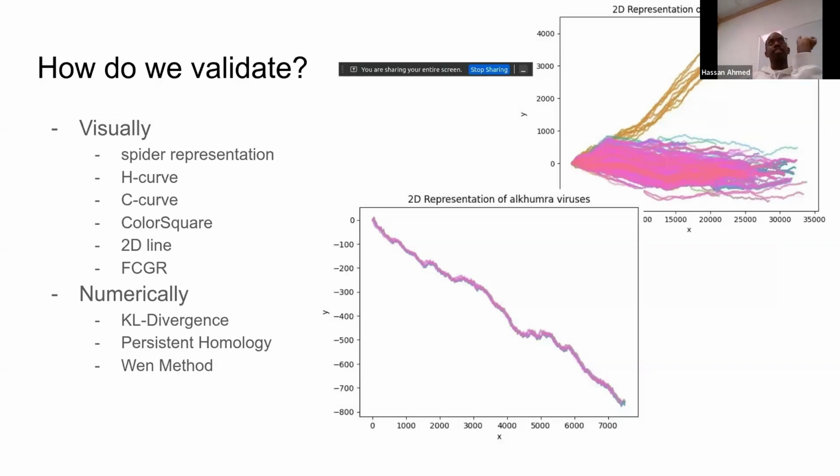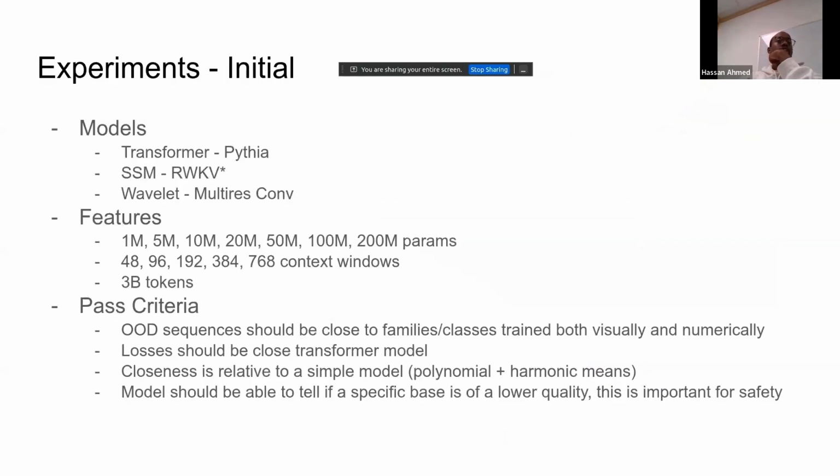Persistent homology, that is the intrinsic topology of a sequence, and then Wen's method is an amalgamation of the spider representations of a sequence. So this was the plan for the initial set of experiments: train a transformer model, SSM model, and a wavelet across different parameter sizes, across different context windows, for the viruses that we have, and then leave a family out, and then test how well we're able to predict the family that we left out. Closeness is compared to a simple model, that is the polynomial or the harmonic mean of a sequence.